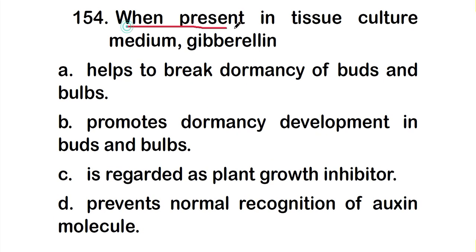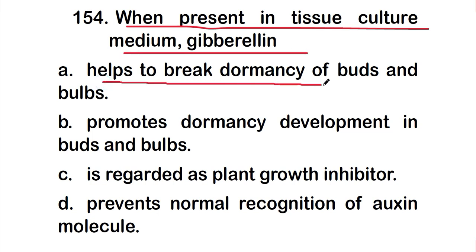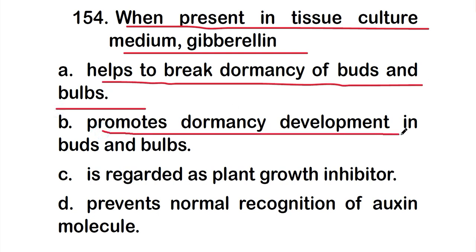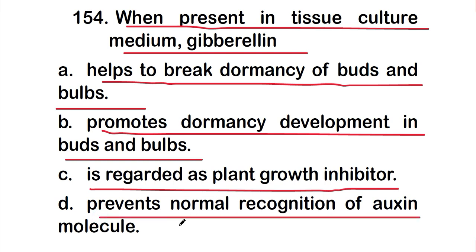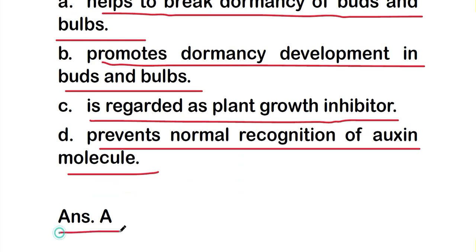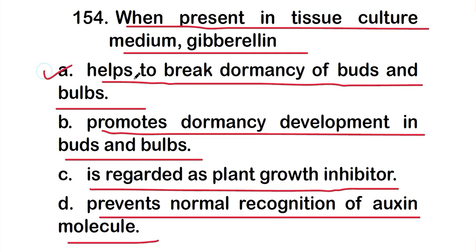That is, when present in tissue culture medium, gibberellin: option A, helps to break dormancy of buds and bulbs; or option B, promotes dormancy development in buds and bulbs; or option C, is degraded as plant growth inhibitor; or option D, prevents normal recognition of auxin molecules. So the right answer about gibberellin in tissue culture medium is option A, that is gibberellin helps to break dormancy of buds and bulbs.